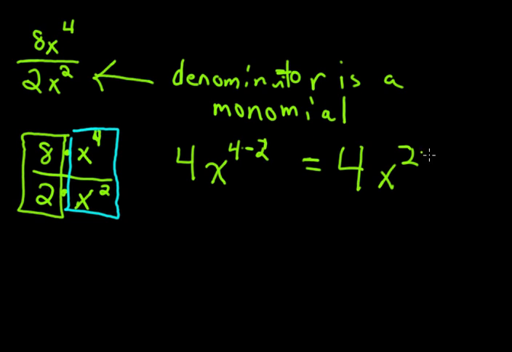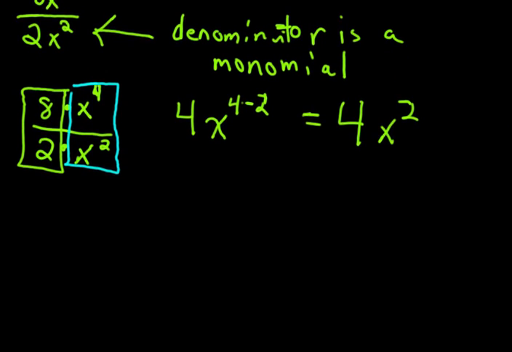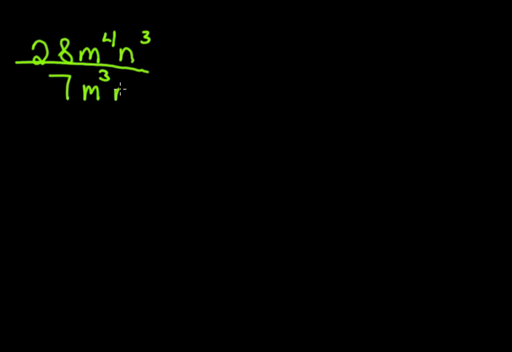So let's look at another example of a monomial divided by a monomial. And then we're going to make this a little more difficult to play with this idea, but we'll see a pattern emerge. So I can have 28 m to the fourth n cubed divided by 7 m to the third n cubed. So I still have a monomial in both the numerator and denominator. One term only upstairs and downstairs.